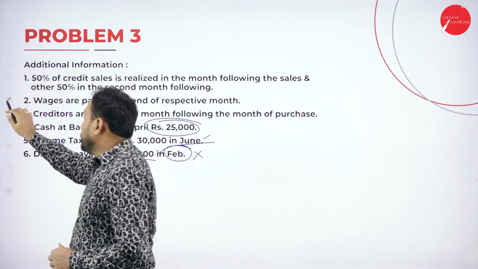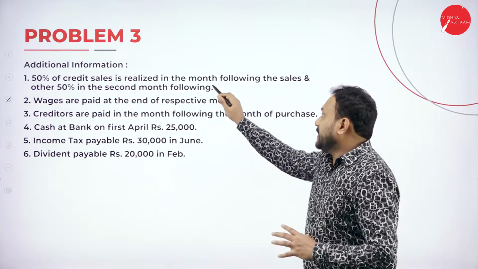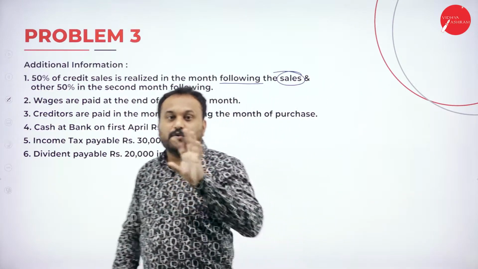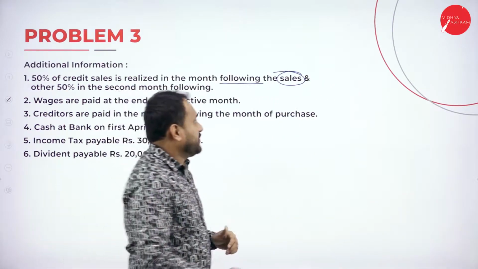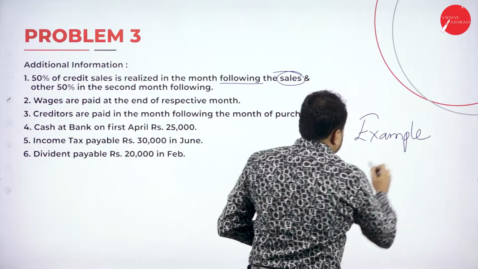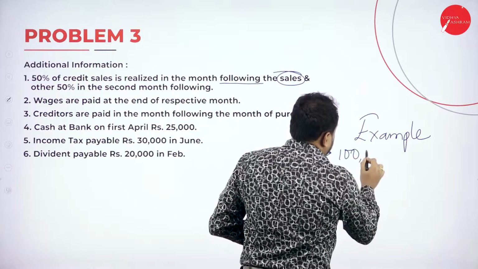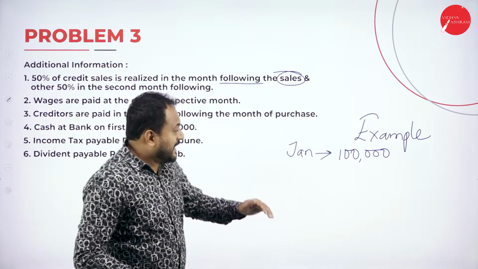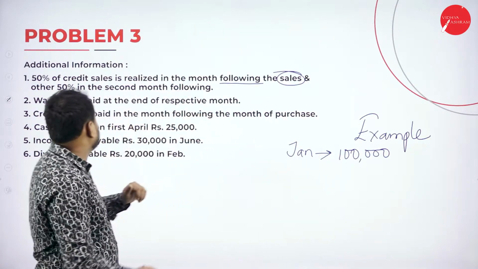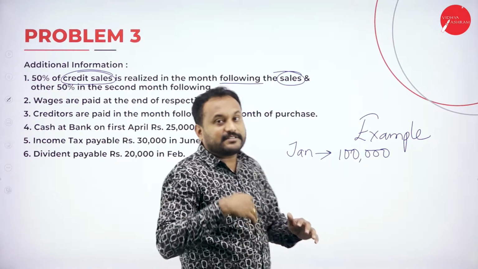Now 50% of credit sales is realized in the month following the sales. That means, in the month of Jan, 1 lakh sales will happen. Just an example, I'm giving it to you. Example for sales: in the month of Jan, say 1 lakh sales has happened. If I get 1 lakh rupees in the same month, that is my sales. But what they said is, credit sales has happened. That means sales has happened but the money is not received, so it is a credit sale.